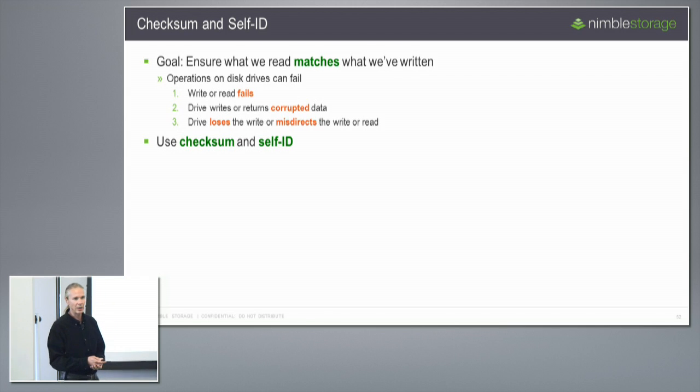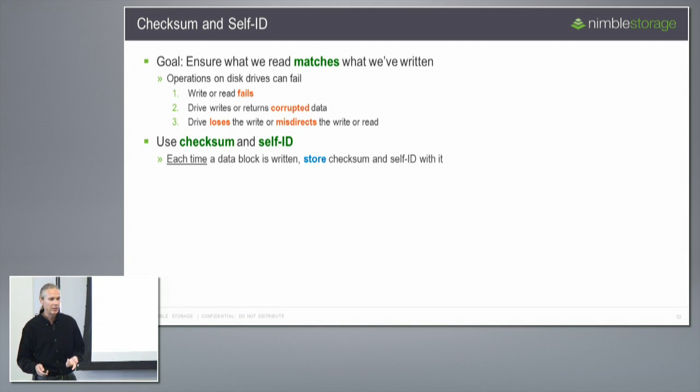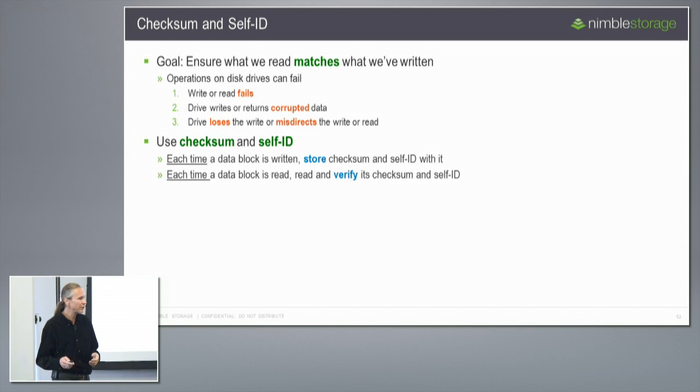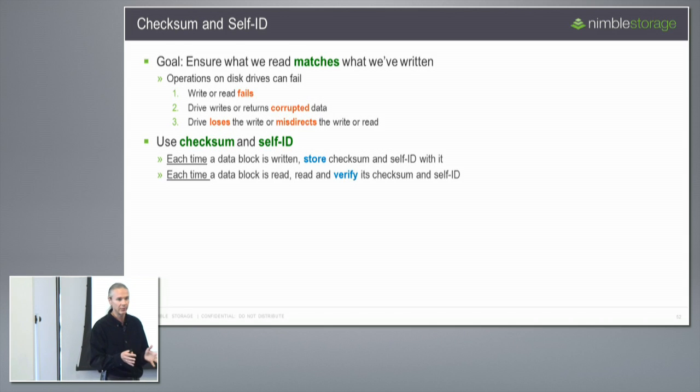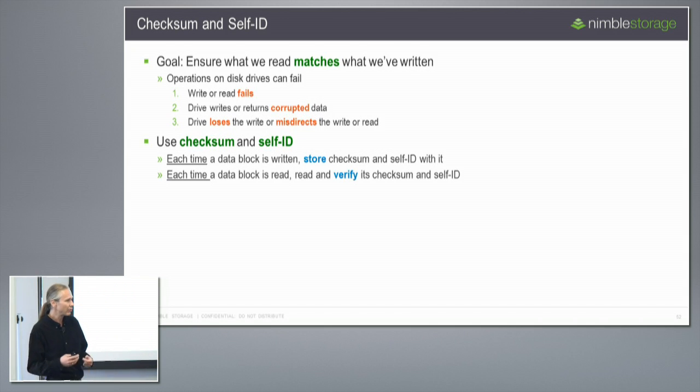To protect from these kinds of failures, we use checksums and self-IDs. Every time a data block is written to the storage device, we store with it the checksum and the self-ID. And every time the data block is read, we read the checksum and self-ID, and we verify that they match what we expect. And we do it every time. It's not a subset of blocks, say some most critical blocks, like some metadata blocks. It's all the blocks. And on the reads, we do it every time we read the data. It's not some sample, not percentage statistical sampling. We do it every time.